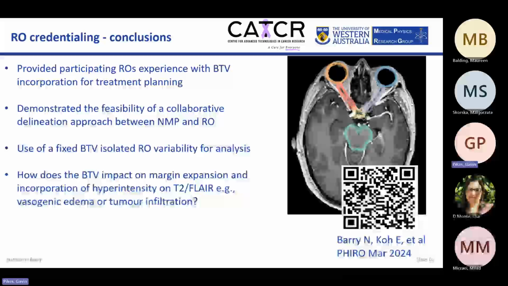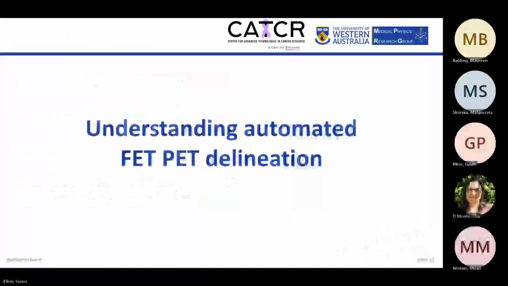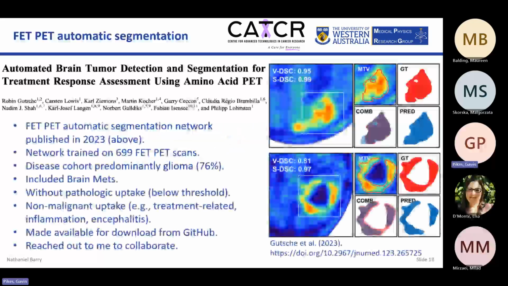is how does the incorporation of a BTV impact some of the margin expansions, incorporating areas that ROs are not sure of, such as hyperintensity on T2 and FLAIR. So trying to decide if these intensities are vasogenic edema or actually infiltrating tumor. And so we're understanding how these delineations can vary, what the sources of variability are. So why don't we just try and automate some of these processes as well?